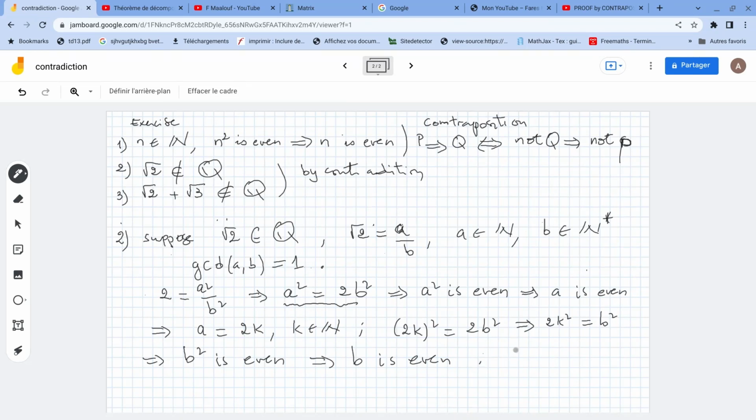This is a contradiction, because we said that the greatest common divisor of a and b is 1. They do not have other divisors than 1, but here 2 is a divisor of a and of b. This contradiction proves that the supposition here is false, and so the given proposition is true.